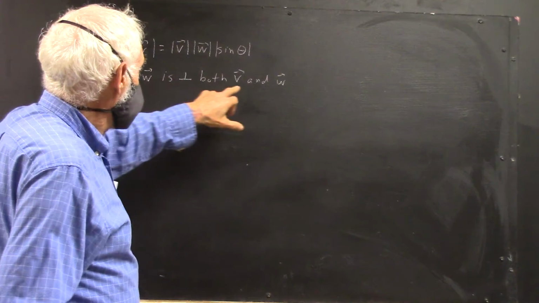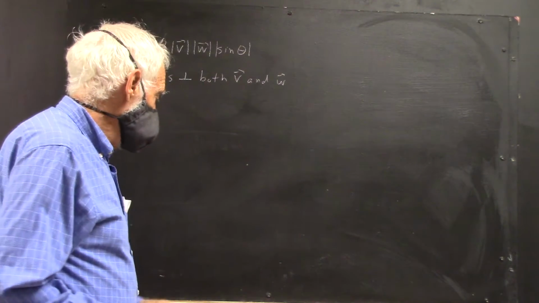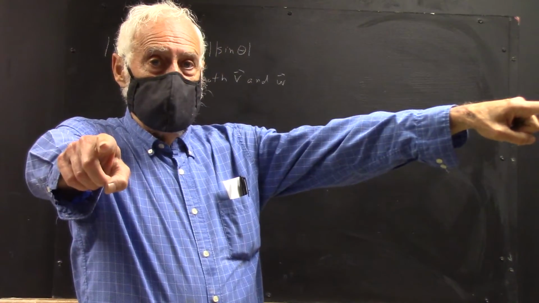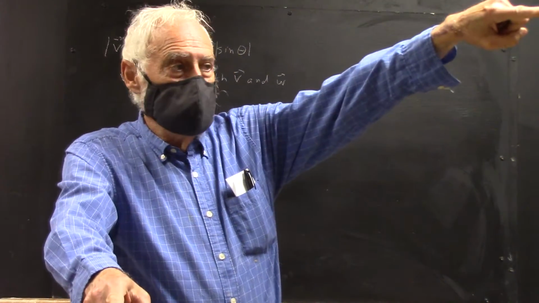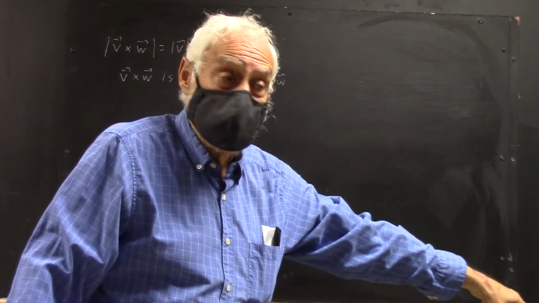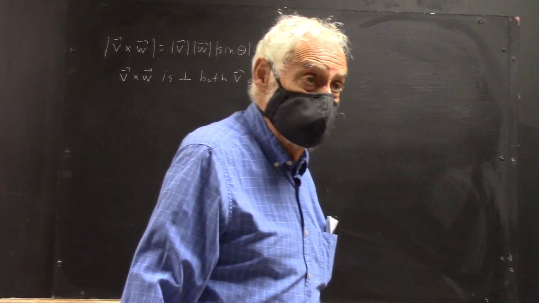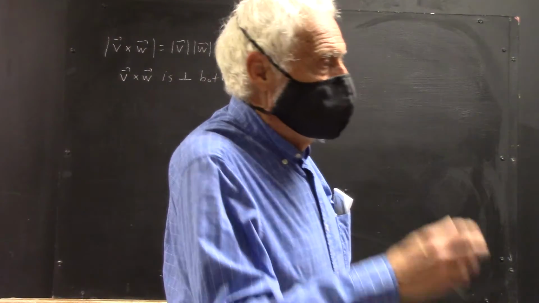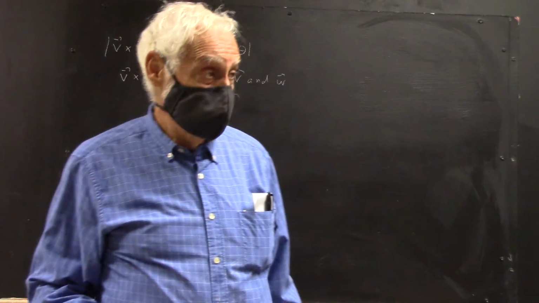So I say V cross W is perpendicular to both V and W. If V and W are like this, what's perpendicular? Well, it's out that way, or it's back that way, 180 degrees. Okay? Which one? Your right hand tells you.